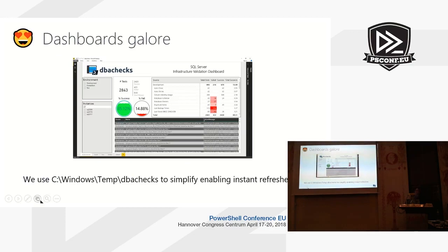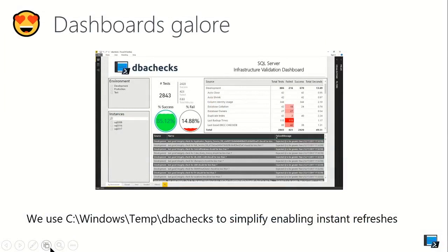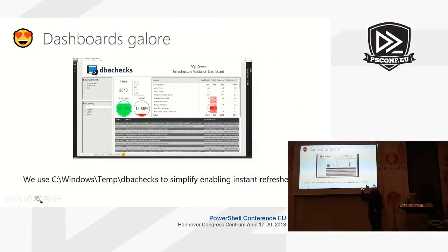And this is what it looks like in the end. It is absolutely beautiful. Hang on. Yes? I'm a production SQL DBA. 14.88% failures does not feel beautiful to me. You're supposed to just ignore that and start clicking. Oh, I'm a manager. Sorry. Yeah, I forgot. So this is something that's just absolutely beautiful.